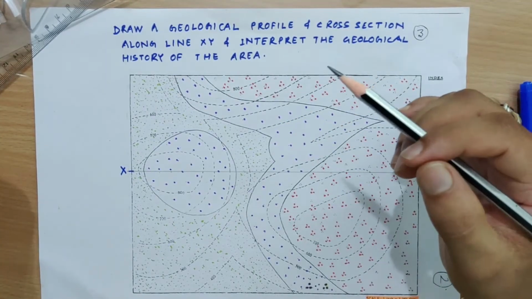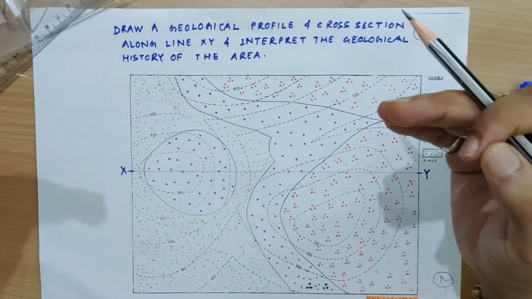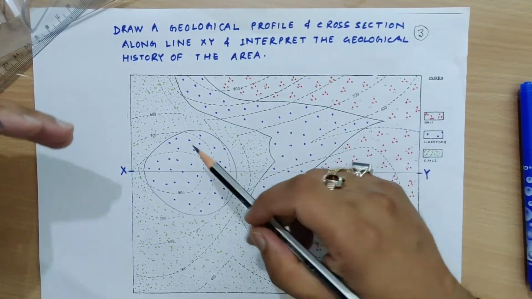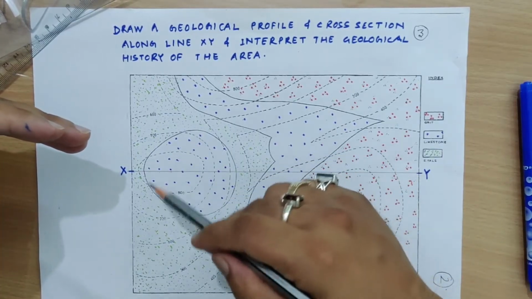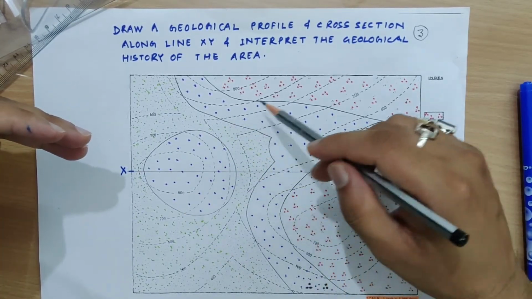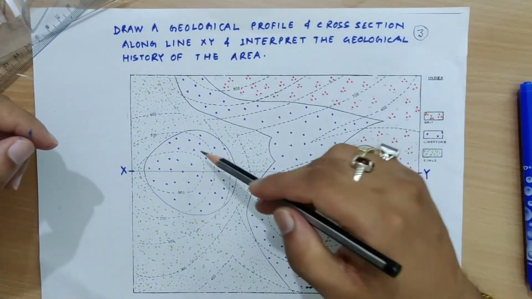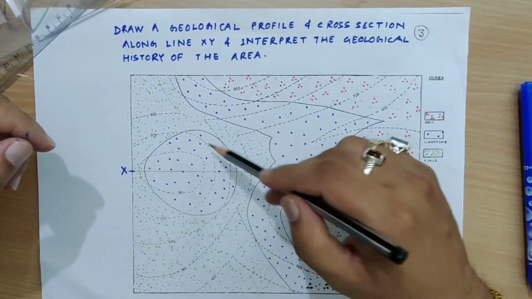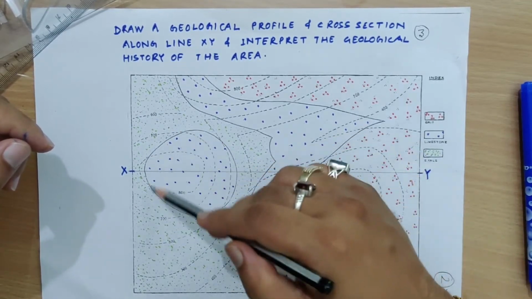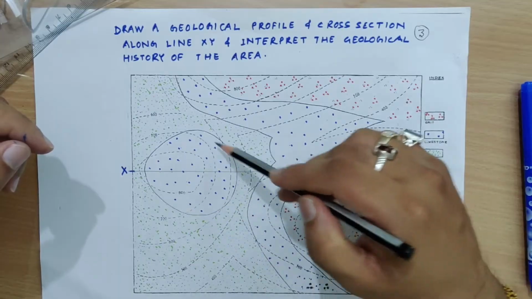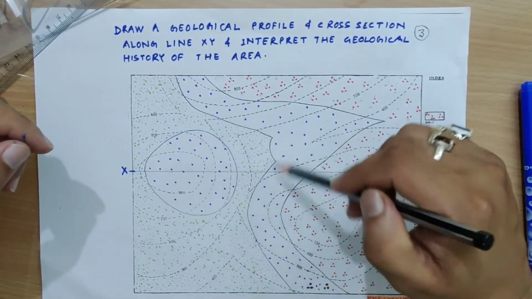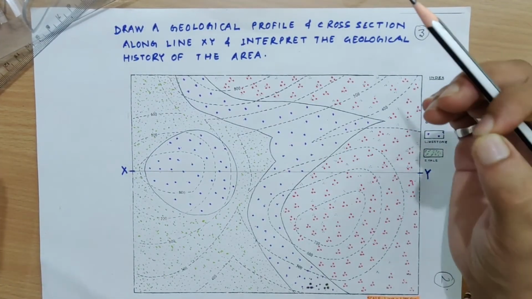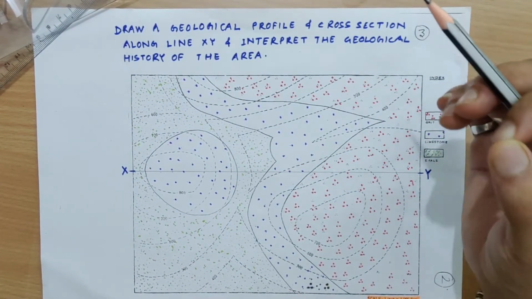So there are 2 traces, it means there are 2 plus 1 equals 3 beds. 1 bed is being repeated at some place here. So this is the lithology which we are getting over here and over here again. It means that this particular lithology is either overlying or underlying this lithology, and it is exposed because of erosion. So now we know that there are 3 beds in this particular region.